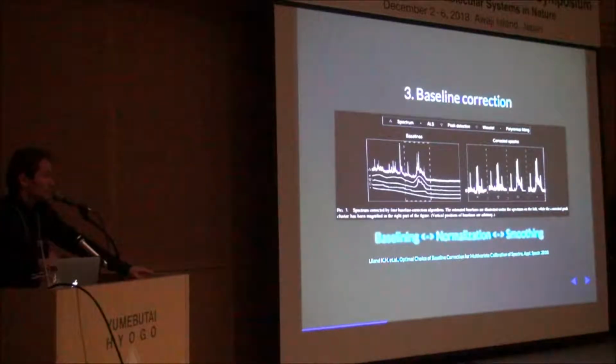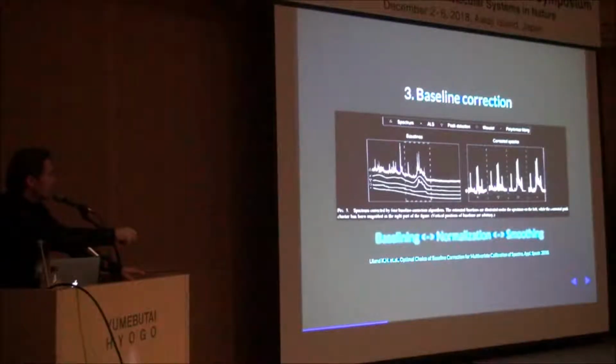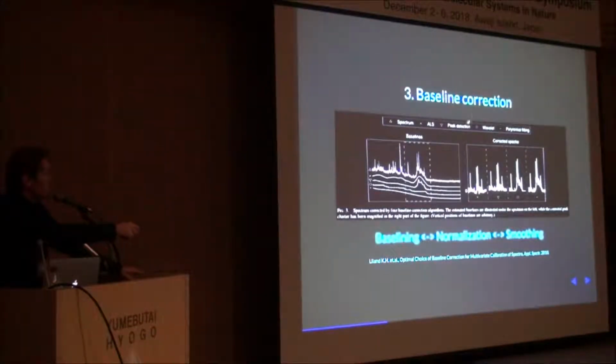And this is an example. This is a spectrum of a mass spectrometer. This is the raw spectrum, and these are several methods that have been applied: the original spectrum, alternating least squares, peak detection algorithm, wavelet transform, and polynomial fitting. And this is the upward triangle. The results of all these techniques have been compared here in removing baseline.